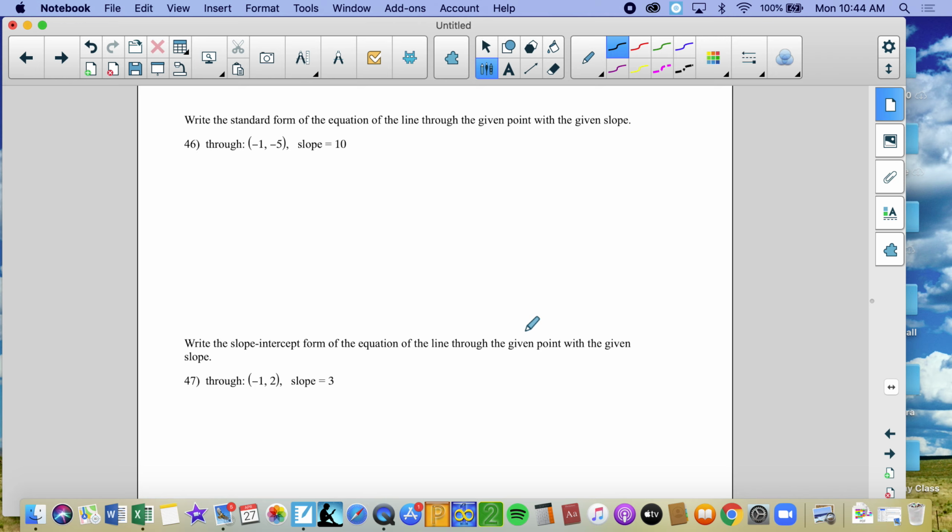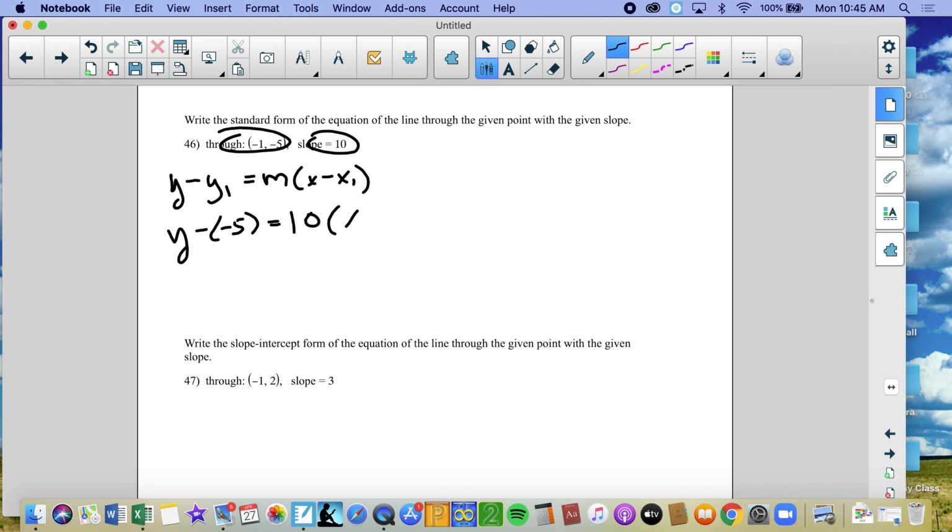Write the standard form of the equation of the line through the given point. All right, so let's use point slope because we're given a point and the slope. So y minus y sub 1 equals m times the quantity x minus x sub 1. My y sub 1 point is -5. My slope is 10. X minus my x sub 1, which is -1. That gives me y plus 5 equals 10 times the quantity x plus 1. Let's distribute. Y plus 5 equals 10x plus 10.